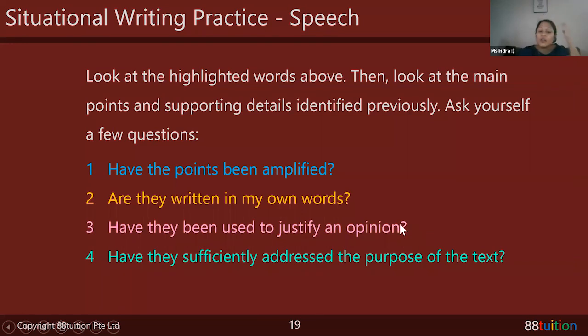Okay, now look at the highlighted word. So ask yourself, okay, have the points been amplified? How can you make sure that you engage a little bit more? How can you make sure that you talk about the points, you expand on them a little bit more? Are they written in my own words? Have they been used to justify an opinion, or have they been sufficiently addressed? Have they sufficiently addressed the purpose of the text? Okay, so you have the purpose. Is all this information given to you sufficient to address the purpose that you've been asked to write about?